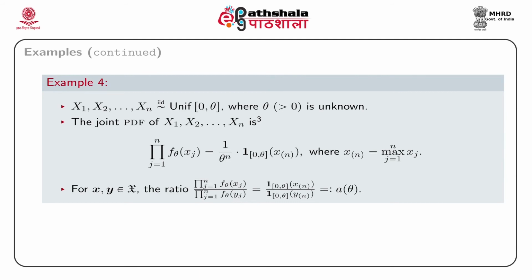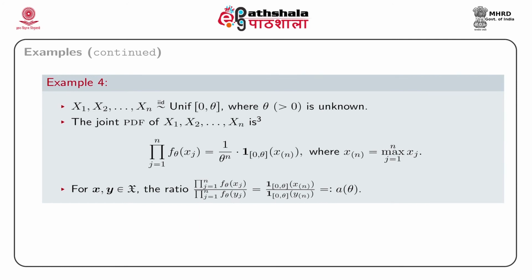Here I(0 less than x ordered n less than theta) takes the value 1 if x ordered n lies between 0 and theta, and 0 otherwise. Similarly, I(0 less than y ordered n less than theta) is defined. Let us denote A(theta) equals the ratio of I(0 less than x ordered n less than theta) divided by I(0 less than y ordered n less than theta).